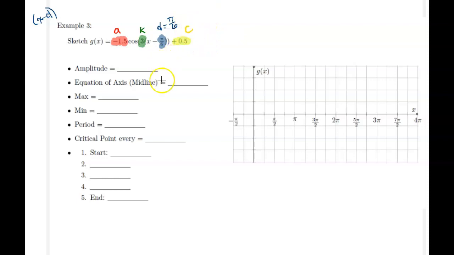Perfect. So now let's list all of the key features using these transformations. My amplitude is the absolute value of my a, the absolute value of negative 1.5. Remember, that just takes whatever's on the inside and makes it positive. So we have a negative value in here, and these absolute value bars will turn that into a positive 1.5. So my amplitude is going to be 1.5, not negative, because an amplitude can't be negative.